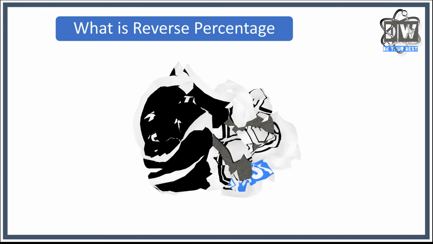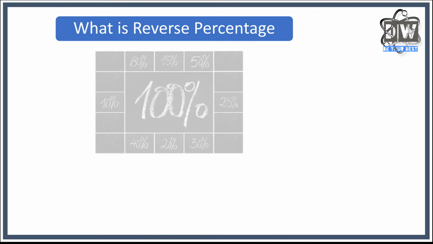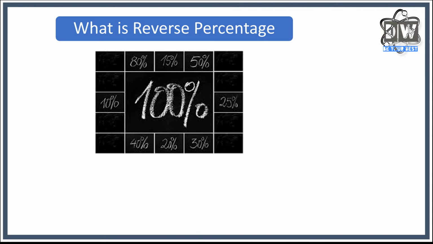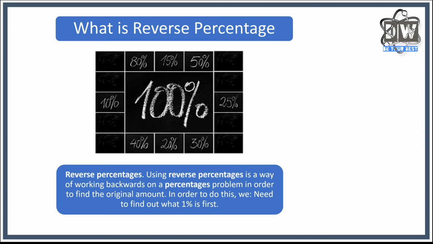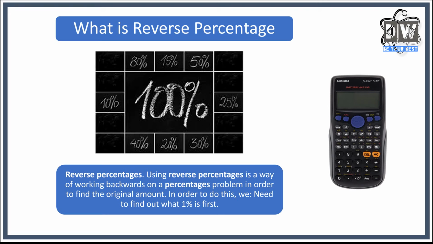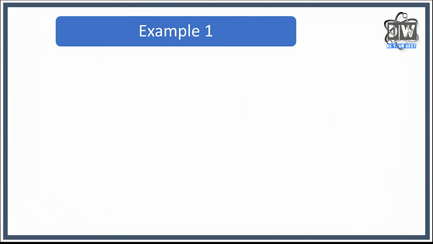So let's have a look at what reverse percentages are for a start. We're looking to find out the original amount, and when we work with reverse percentages, that's what we're trying to do. Often we've had a price increase or a price decrease, so therefore a sale price. We want to find the original amount. To do this, we need to find out what 1% is first, and we're going to scale that up. To do this, we are going to need to use a calculator. So make sure that you've got that handy, because without it, you've got no chance. With it, it's going to be easy peasy, lemon squeezy.